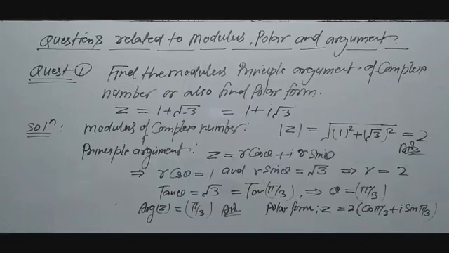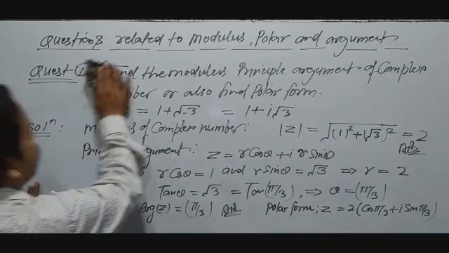Now I will come to the next question. The next question is: find the modulus and argument of this complex number. A complex number is given. This is question number 2.